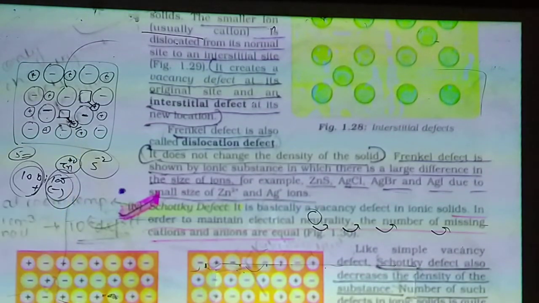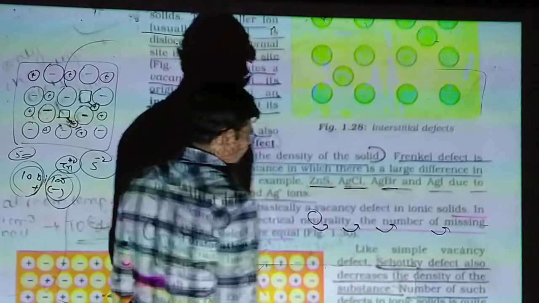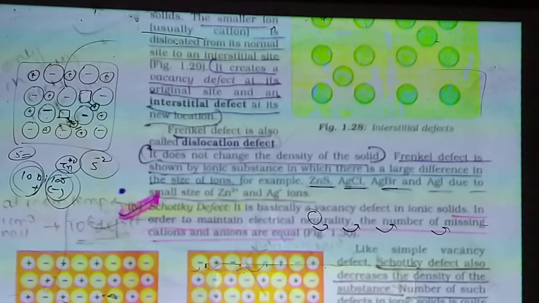So this happens. So for example, you have to store in your mind zinc sulfide, silver chloride, silver bromide and silver iodide as examples of a Frenkel defect. There is no change in density in the Frenkel defect.